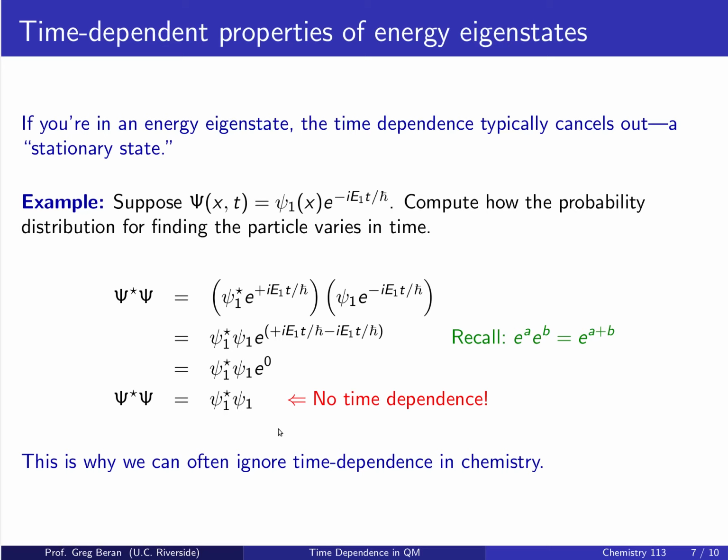And this is why so often in chemistry we can ignore time dependence, because we'll often be talking about things like spectroscopy, where we're considering transitions from one stationary state to another, and any sort of meaningful time dependence largely cancels. And so things are pretty simple if we are in an energy eigenstate. We don't really have to worry too much about the time dependence.